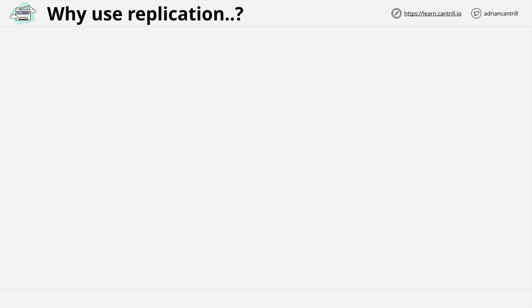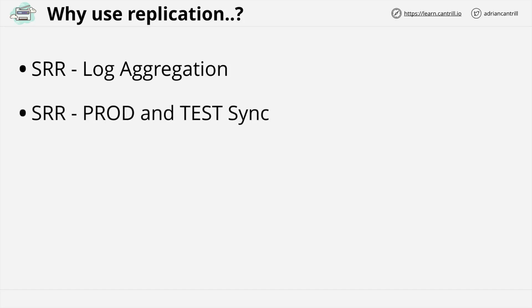So for same region replication specifically, you might use this process for log aggregation. So if you've got multiple different S3 buckets which store logs for different systems, then you could use this to aggregate those logs into a single S3 bucket. You might want to use same region replication to configure some sort of synchronization between production and test accounts. Maybe you want to replicate data from prod to test periodically, or maybe you want to replicate some testing data into your prod account. This can be configured in either direction, but a very common use case for same region replication is this replication between different AWS accounts for different functions, so prod and test, or different functional teams within your business.